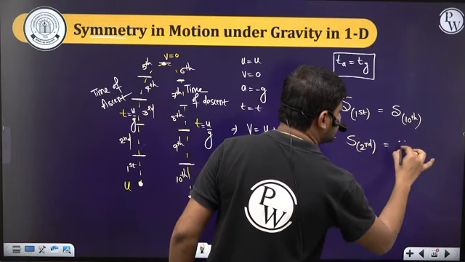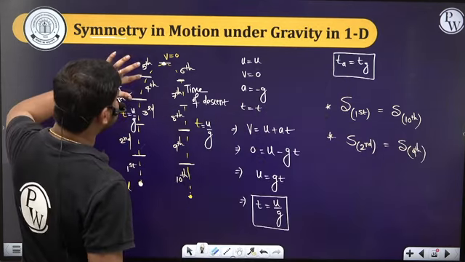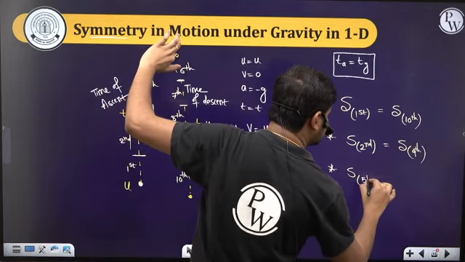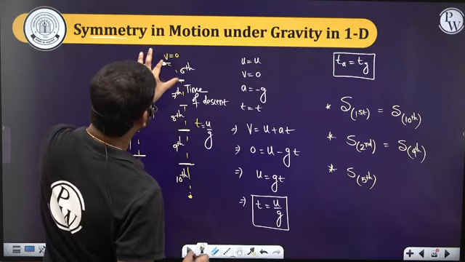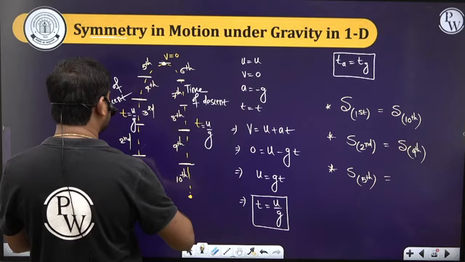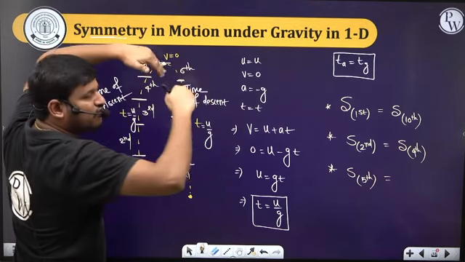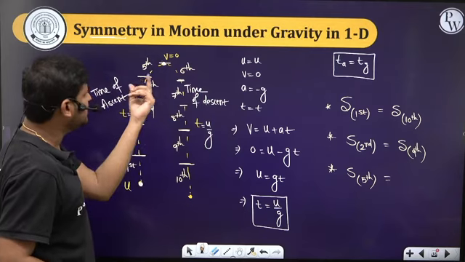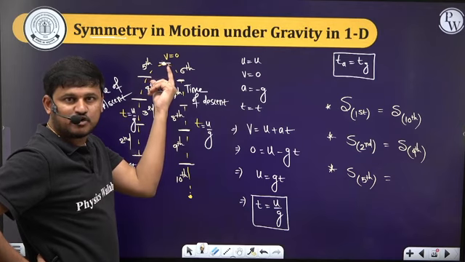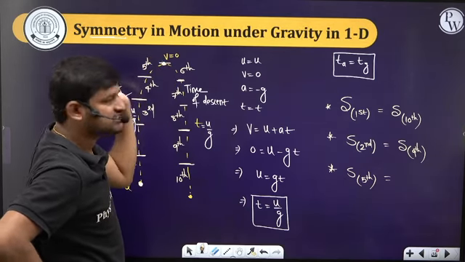So the distance covered in the second will be equal to the distance covered in the 9th. And the distance covered in the 5th second will be equal to the distance covered in the 6th second. So how much distance it covers in the last second of its upward journey, the same distance it covers in the first second of the downward journey. Remember this point.